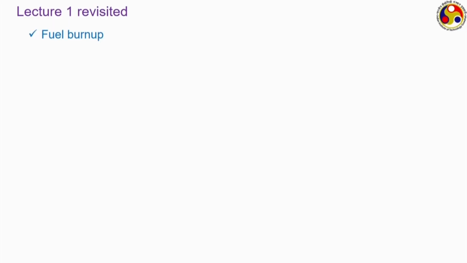Just a quick recap of the first lecture. There you were initially introduced to the concept of fuel burn up, which refers to the amount of fuel consumed inside the reactor over a period of 1 day, and we have seen that the fuel burn up for a nuclear reactor is significantly smaller compared to a thermal reactor, and that is why once we have loaded a reactor with a certain quantity of fuel, we can keep on running for a very long period, which can range from several months to more than a year.